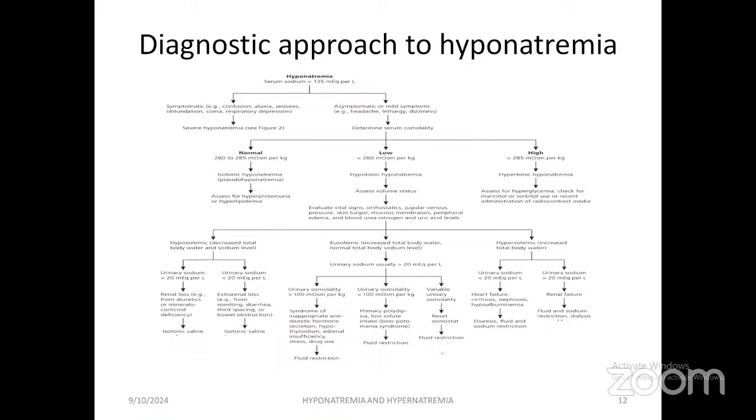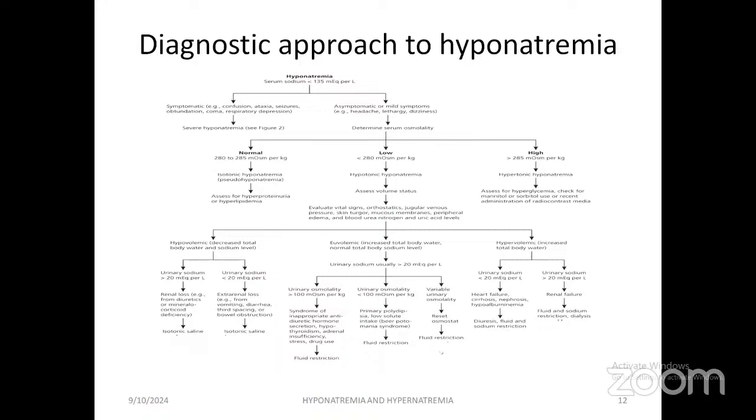Coming to normal serum osmolality, it is also called pseudo-hyponatremia or isotonic hyponatremia. Two major things which fit into this are hyperlipidemia and paraproteinemias. Coming to high osmolality hyponatremic conditions, it is also called hypertonic hyponatremia. Major conditions are hyperglycemia and administration of mannitol or sorbitol.